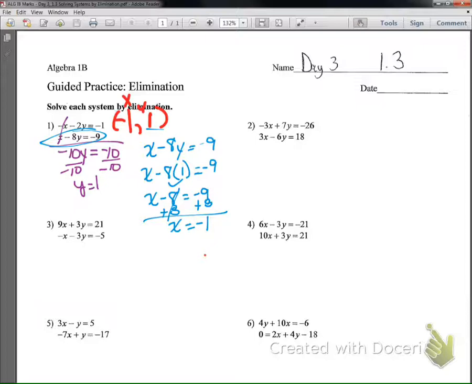All right, look at scenario 2, or problem number 2, I'm sorry. So are both of our equations in standard form? Yes, they are. Good. Do we have a coefficient or a term that has the same number, same coefficient, but opposite signs? We sure do. The 3's.